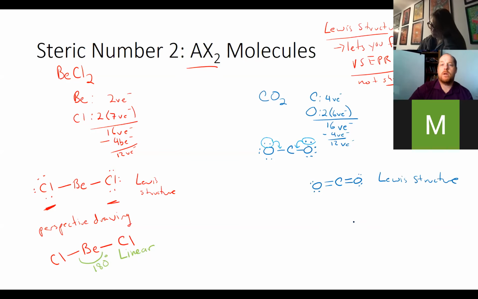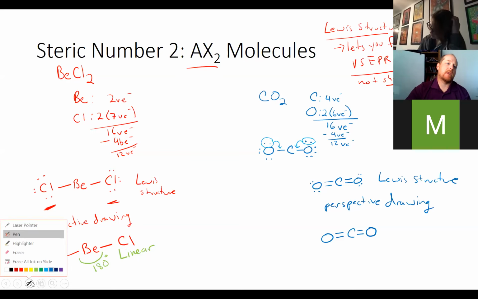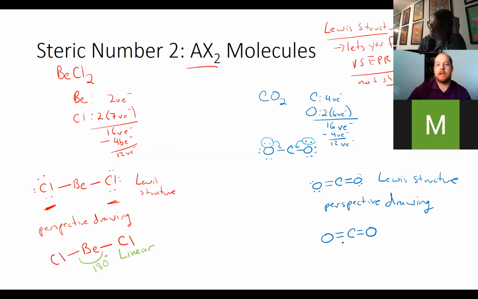Now, when we're doing the perspective drawing for this, we should still draw in the double bonds. I think it's really useful to make sure we do that as often as we possibly can. So we can draw in the double bonds. We don't really need to put in the lone pairs of electrons, because our really important piece here is that we can now say, okay, the angle between those 2 bonds is going to be 180 degrees. So this is also going to be linear.